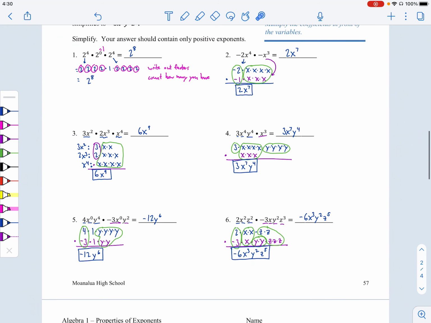Okay, and that's all you have to do. Write it out and add together how much you have.